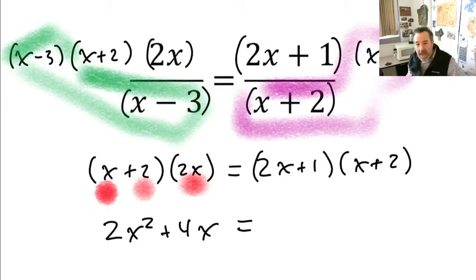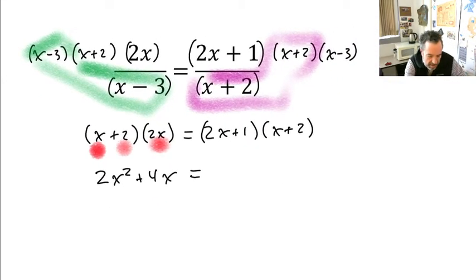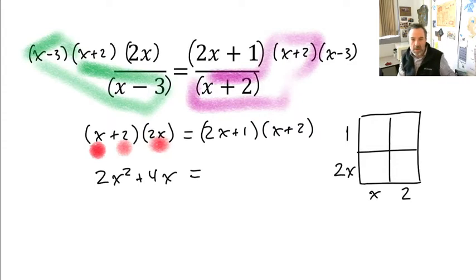On the other side, I can see that I have a binomial times a binomial, and it's always my recommendation that when you see this, you should consider using a generic area model. So let me make a 2 by 2 model. In this 2 by 2 model, I can see that I've got a 2x that's being increased by 1, and then along the bottom I've got an x that's being increased by 2. So I'm trying to find this product.